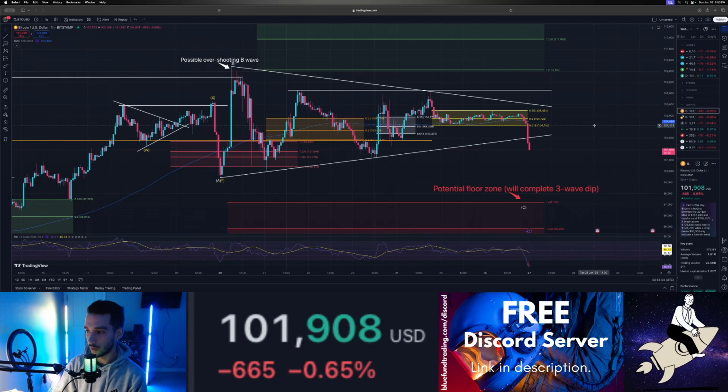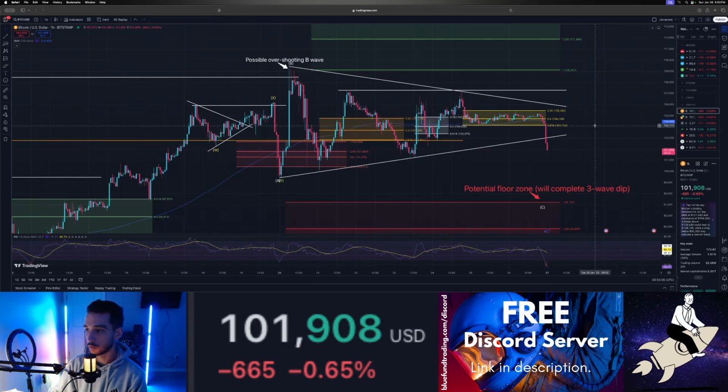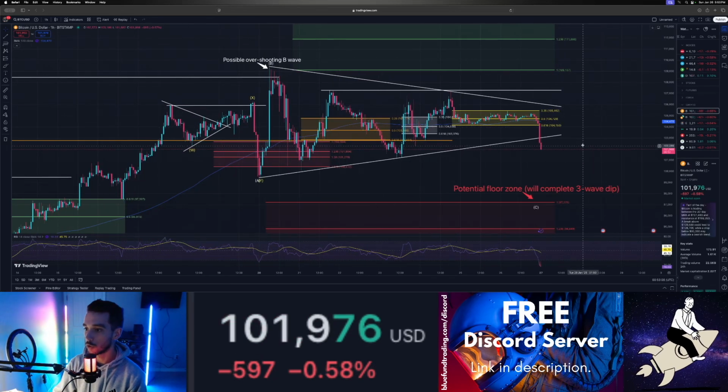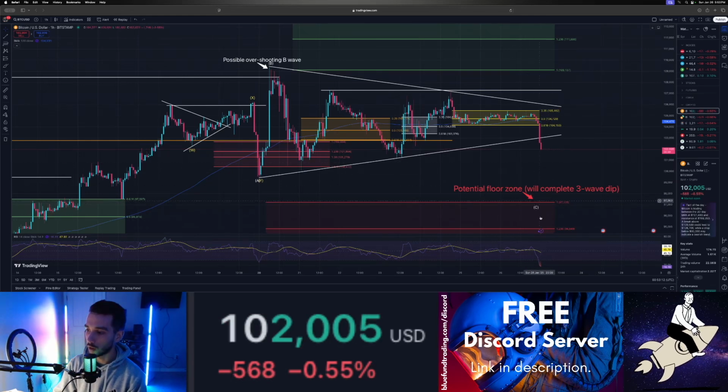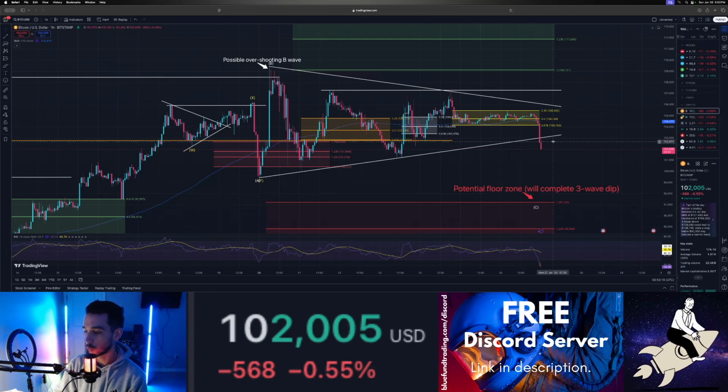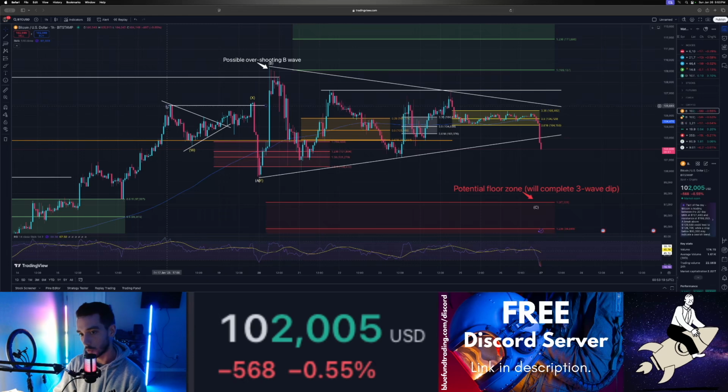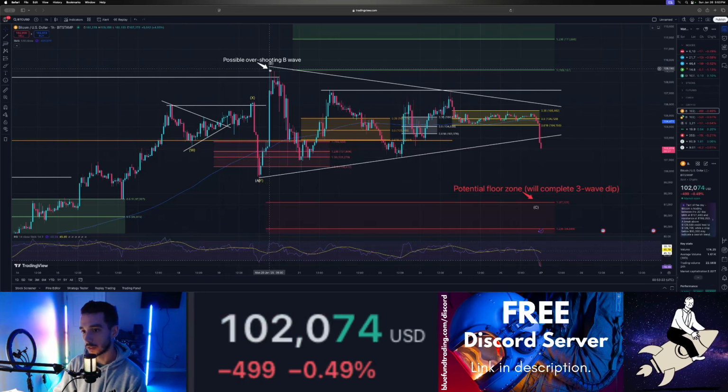In this case, and if you've been following for the last week or two, you know that I have been keeping track of this deep wave, this red area, as a completion of a third wave. This will fill in this. So starting from here to here to here, that's the first wave. We've completed a second wave, which is an overshooting B wave potentially.